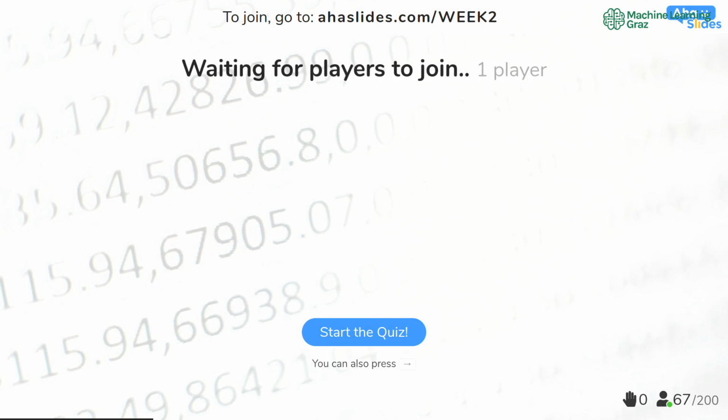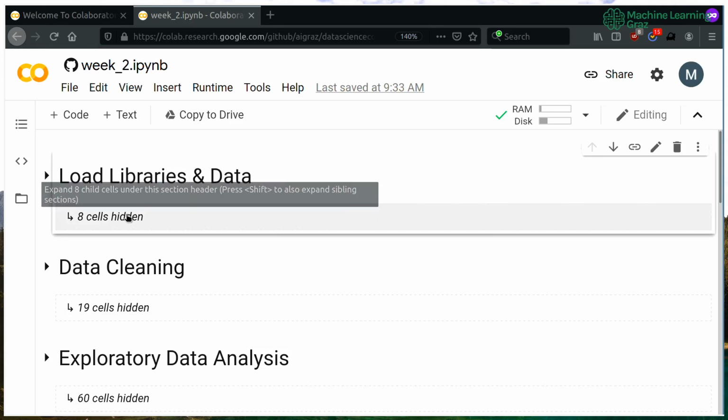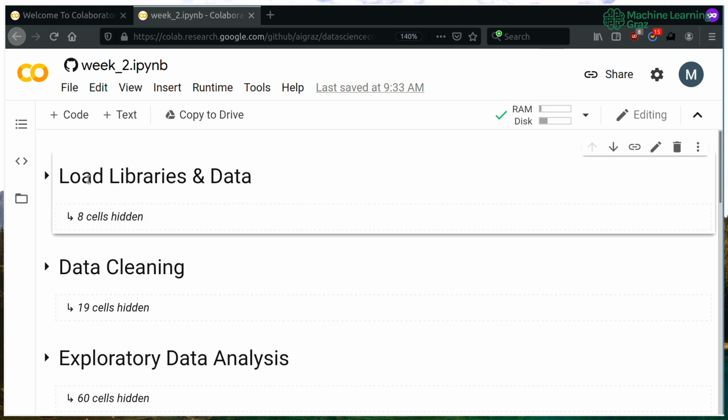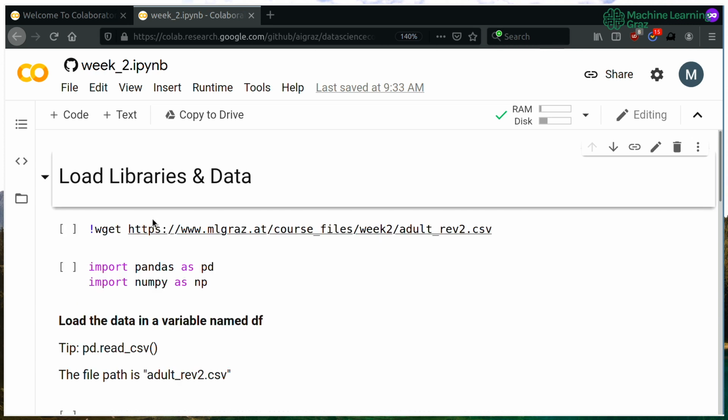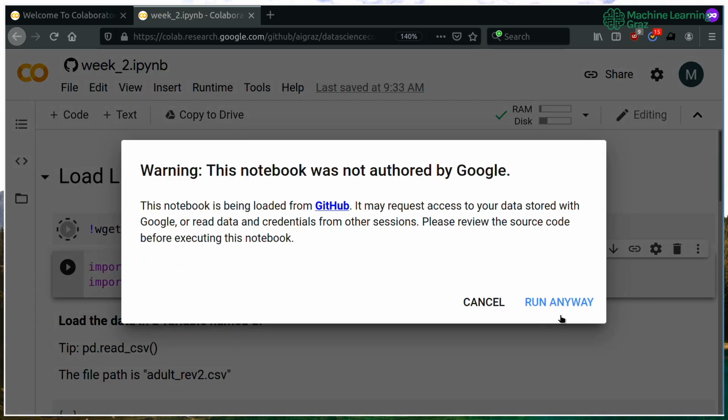You will have to load the data that we prepared for you. As instruction for the current quiz, I would like you to press on the load libraries and data. What I want you to do is press the first line of code, and you can either press Shift Enter or press this button over here. I would recommend you get in the habit of pressing Control Enter or Shift Enter. Run it anyway when this error appears.